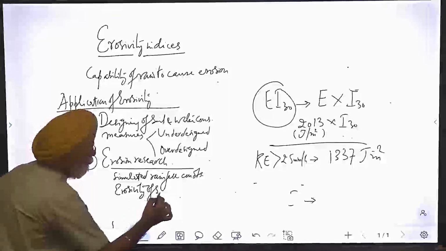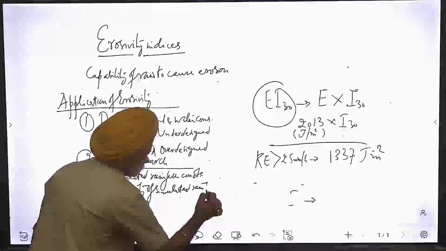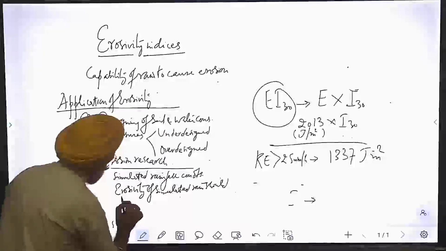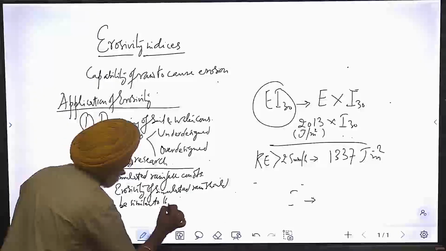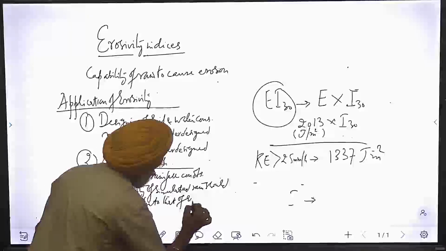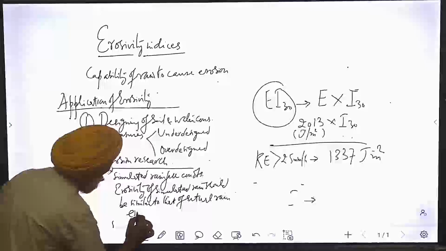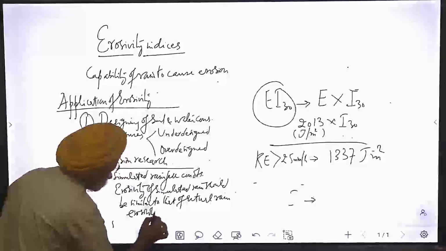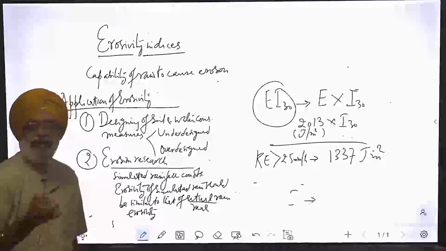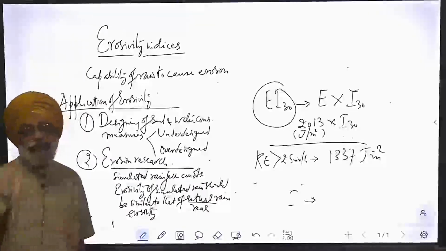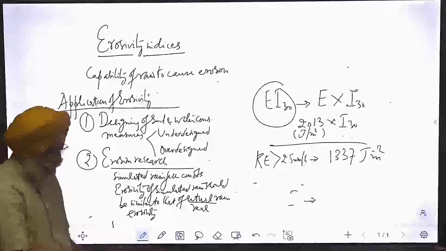So the erosivity of simulated rain should be similar to that of actual rain erosivity. Instead of actual, you can write real rain erosivity also. Only then will your experiment be applicable for that particular area. So these are the two applications over here.